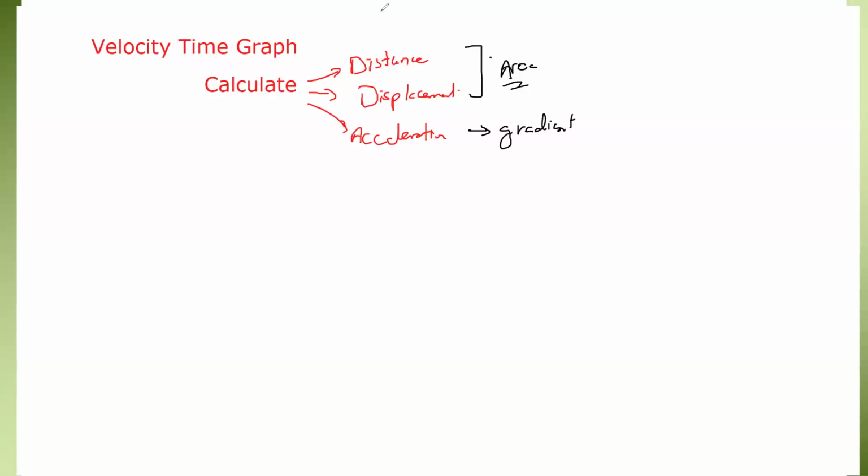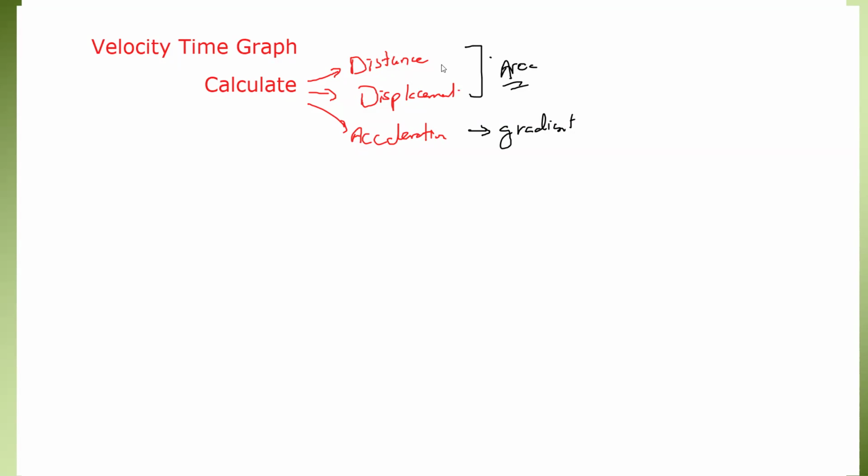In some cases, the distance and the displacement will be the same for a velocity time graph. If the direction of an object does not change, in that case, the distance and displacement will have the same values. But if the direction changes, in that case, the distance and displacement will have different values.